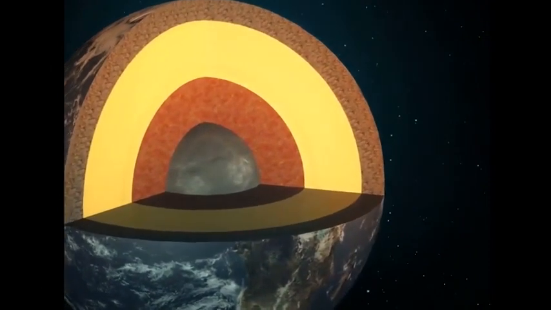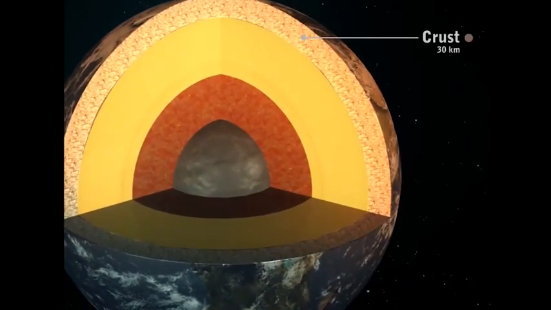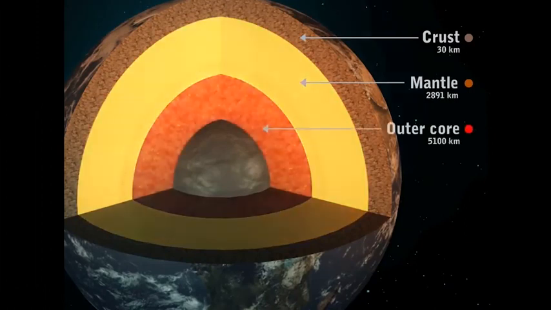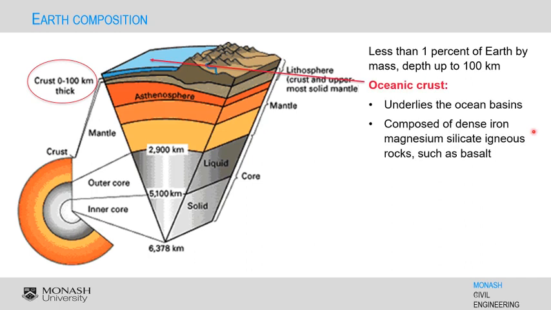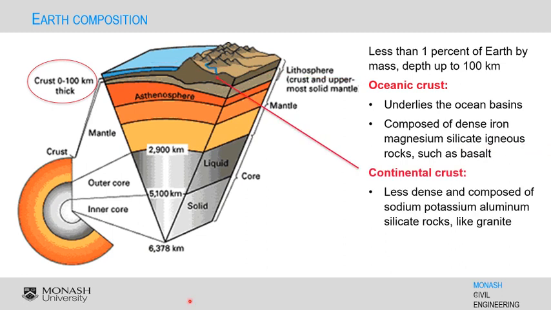As you can see in the figure, Earth has multiple layers. Core, mantle, and crust are the three main divisions based on the Earth composition. The crust makes up less than 1% of Earth by mass, consisting of oceanic crust and continental crust. The depth of the crust varies up to 100 km. The thin parts are the oceanic crust, which underlies the ocean basin and are composed of a dense iron magnesium silicate igneous rock such as basalt. The thicker crust is the continental crust, which is less dense, composed of sodium, potassium, aluminium silicate rocks like granite.